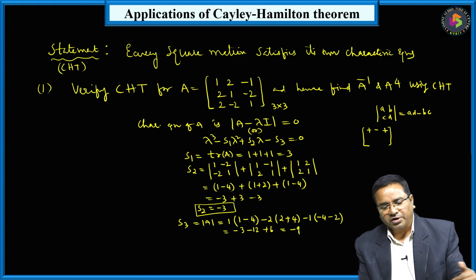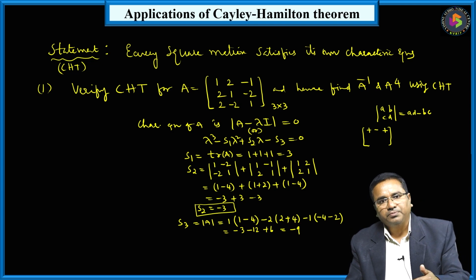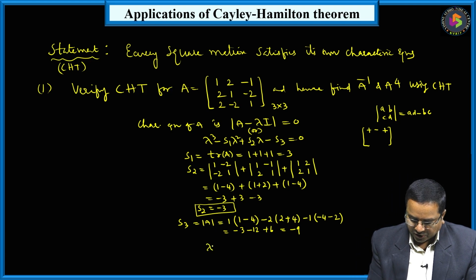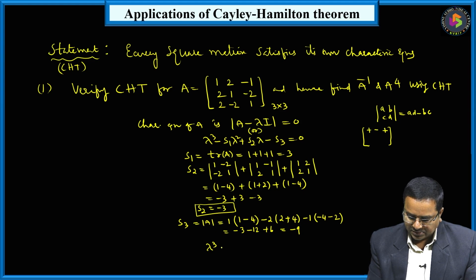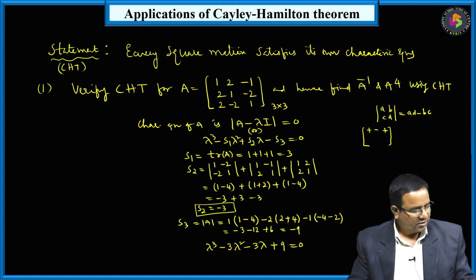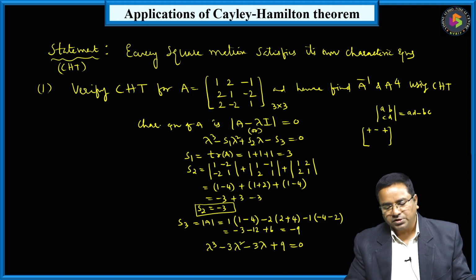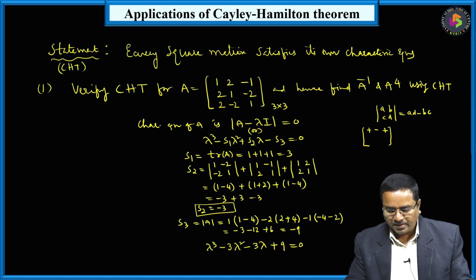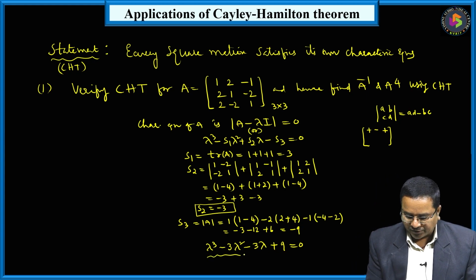Now just substituting this after getting this S1, S2, S3 value, by substituting in the given equation, we'll get the required characteristic equation. So this is what? Lambda cube minus 3 lambda square minus 3 lambda plus 9 equal to 0. Just as substituted, here S1 we got 3 and S2 we got it here minus 3 and S3 is equal to minus 9 by substituting.